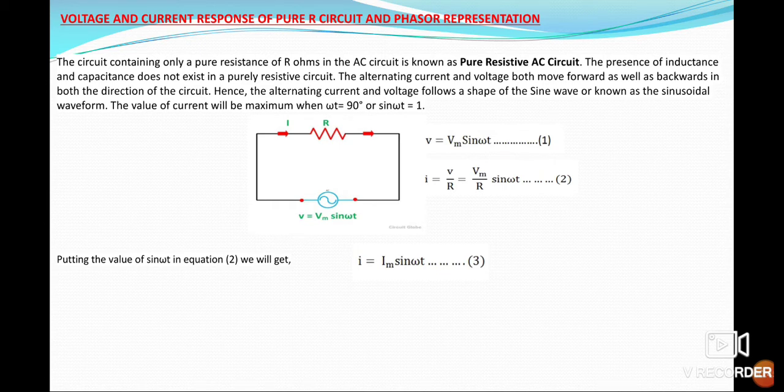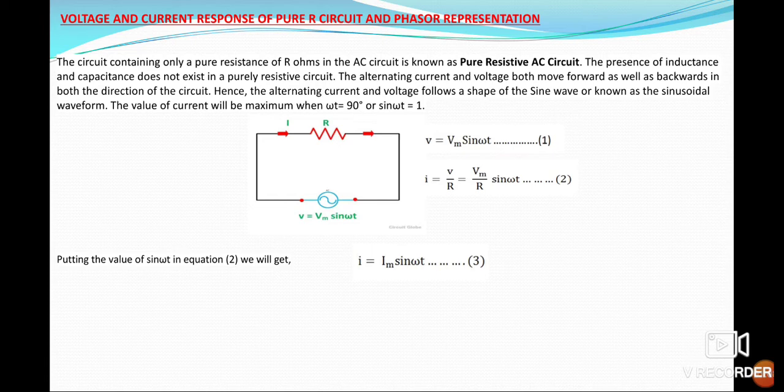First one is the voltage and current response of pure R circuit. In the diagram, we can see there is an AC supply voltage represented as small v equals Vm sin omega t, which is connected to a resistor, and a current I is flowing through the circuit.